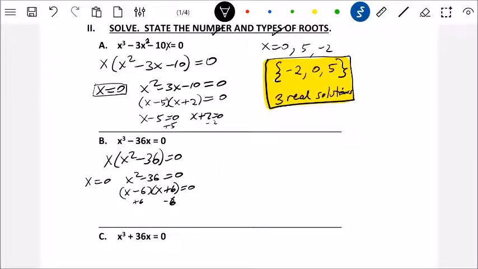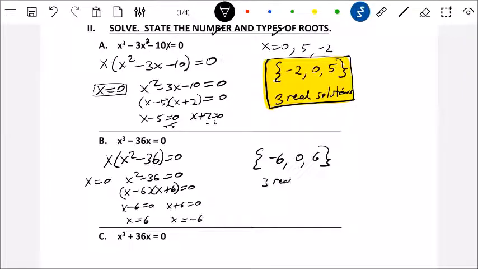Or I'll do it the long way here. So x minus 6 equals 0, x plus 6 equals 0. So add 6 to both sides. Over here, we subtract 6 from both sides. So we have negative 6, 0, and 6. And that's 3 real solutions. Again, just different solutions.